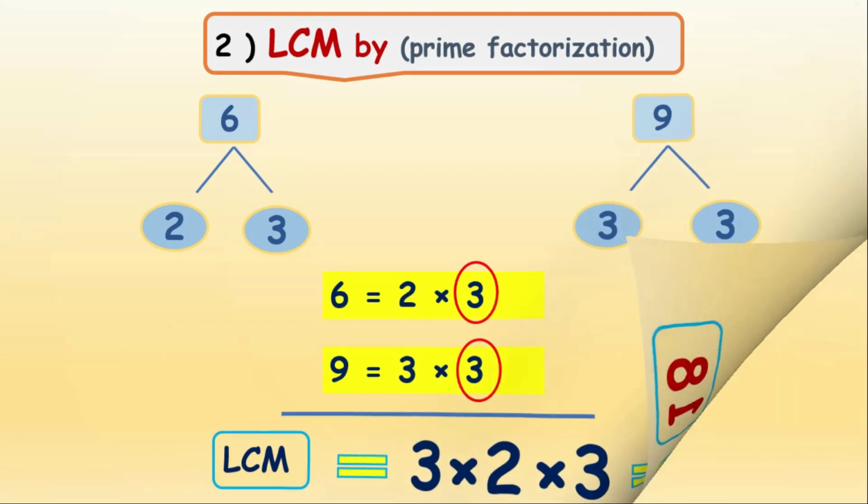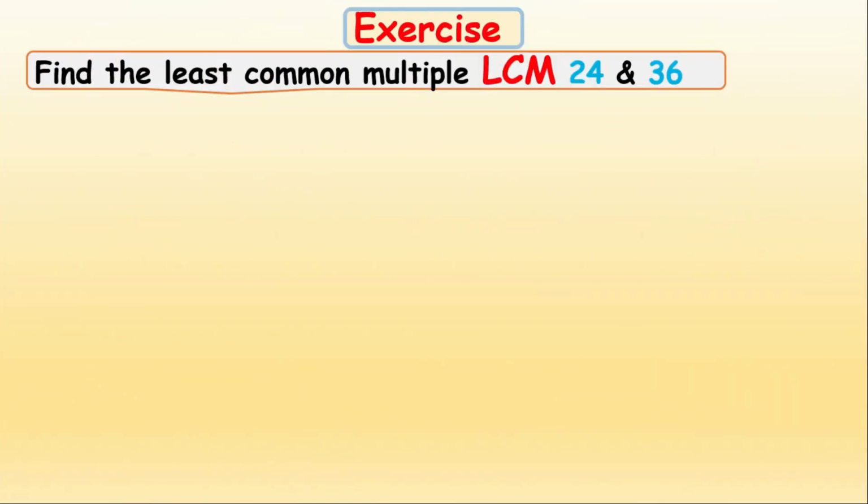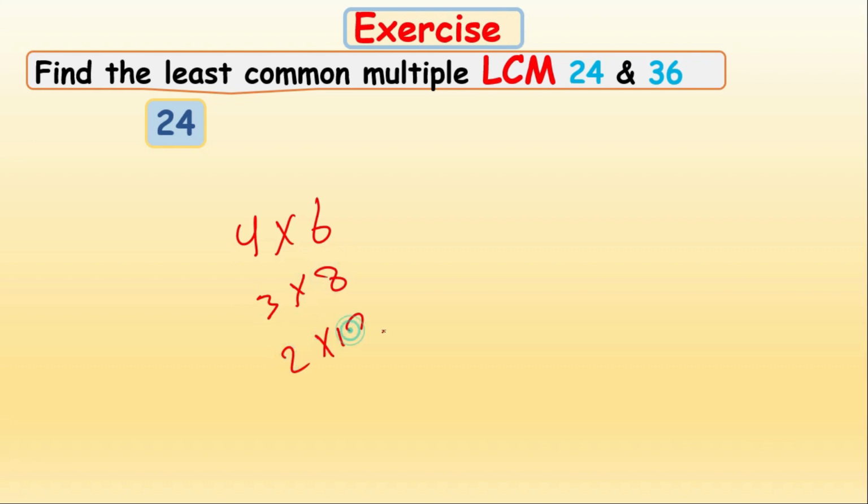Okay, now let's solve the exercise. Find the least common multiple for 24 and 36. So factorize each number to its prime factors. 24 equals what? Equals 4 times 6, or 3 times 8, or 2 times 12. Choose any factors you prefer to solve. Okay, whichever factors you like, write them.